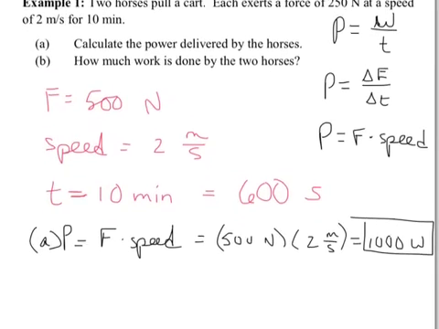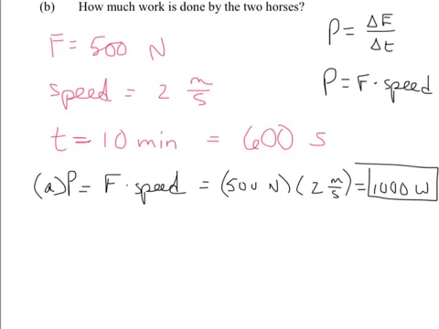I'll slide it up so you can see. Okay, so we're calculating the power delivered by the horses. There are two horses. Together, the force they apply is 500 newtons. They apply this force at a speed of 2 meters per second. 500 newtons times 2 meters per second gives me 1,000. And my units of power are watts.